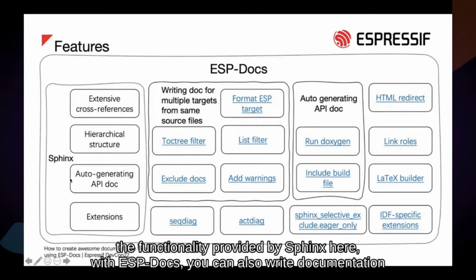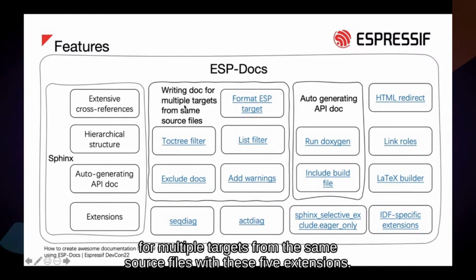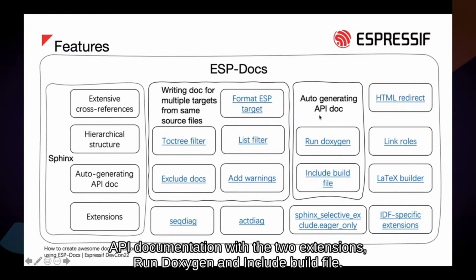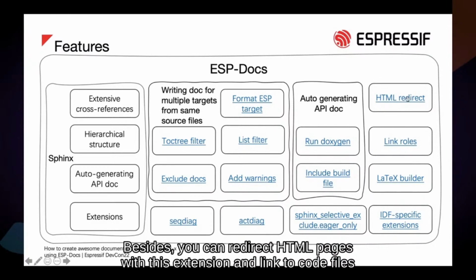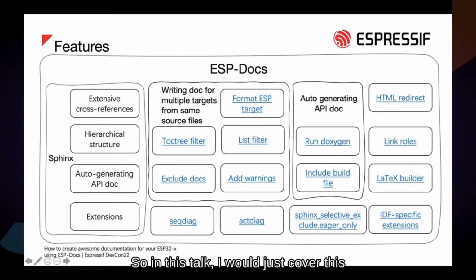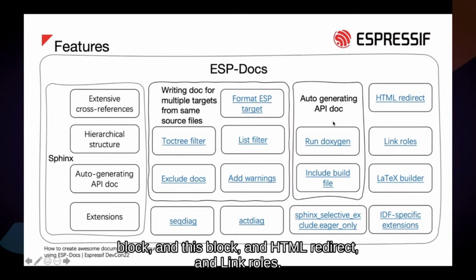Besides the functionality provided by Sphinx here, with ESP-Docs you can also write documentation for multiple targets from the same source files with these 5 extensions. And you can also automatically generate API documentation with the 2 extensions, run Doxygen and include build-sys. Besides, you can redirect HTML pages with this extension and link to code files of the same version as the documentation with the link roles extension. So in this talk, I will just cover this block and HTML redirect and link roles.